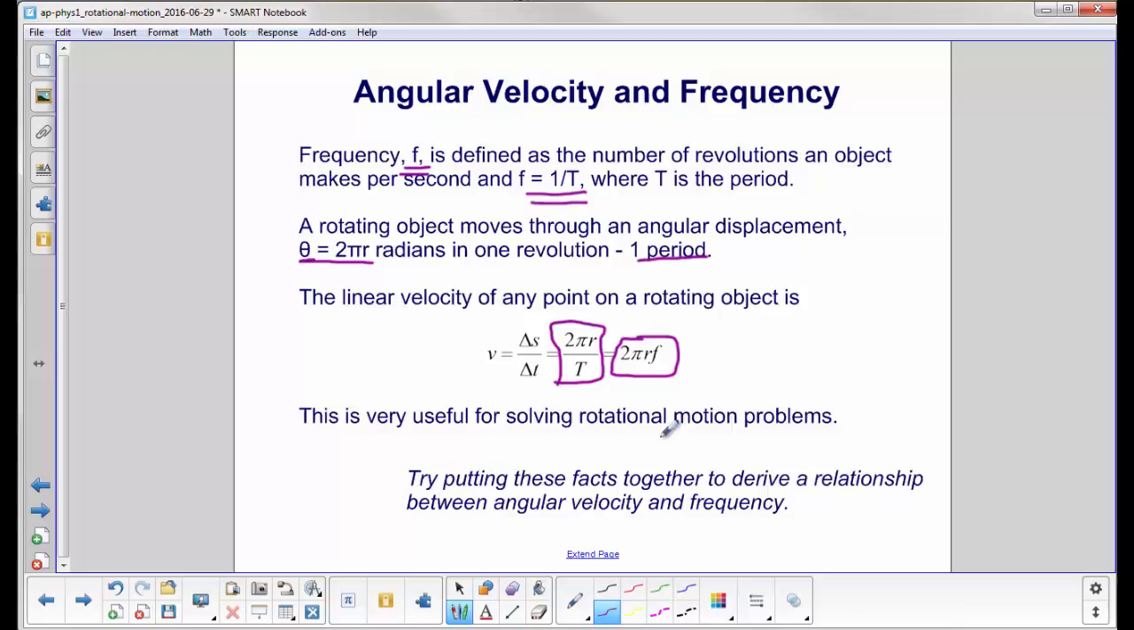Now, with all this algebra up here, try putting that together and come up with the relationship between angular velocity, which is omega, and frequency, which is f.